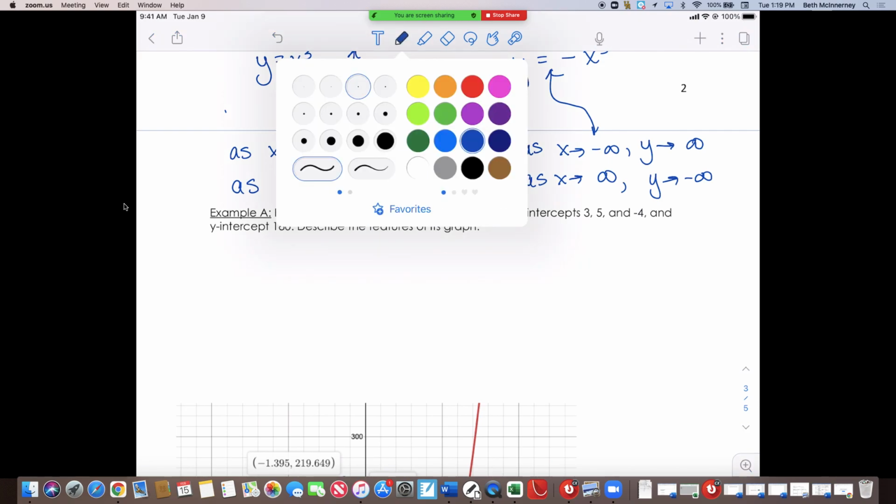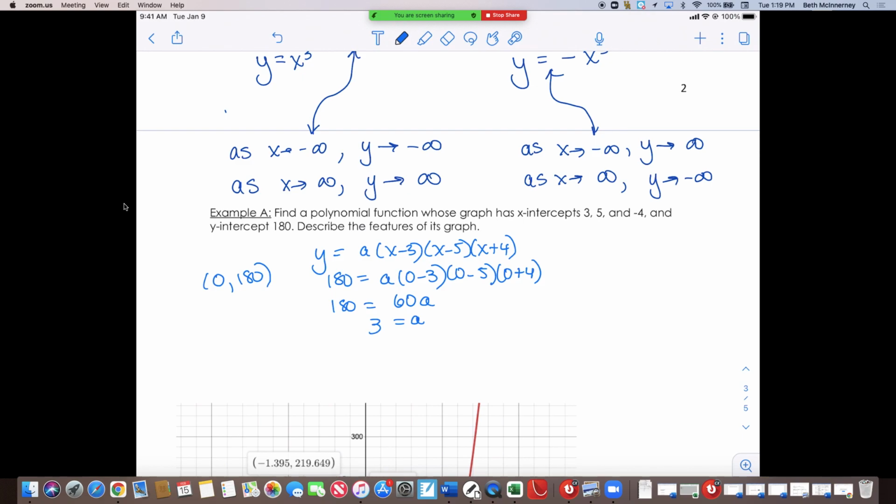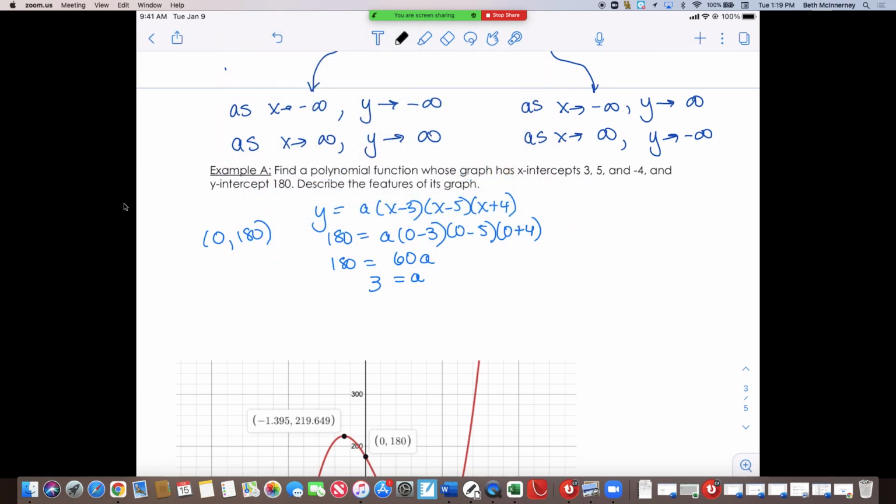All right, I'm going to start this one. So I would have started with y equals a times x minus 3, x minus 5, x plus 4. Then you're going to use the point 0, 180. Did you get A was 3? Yes. All right, good job, good job. So then, here's my equation.